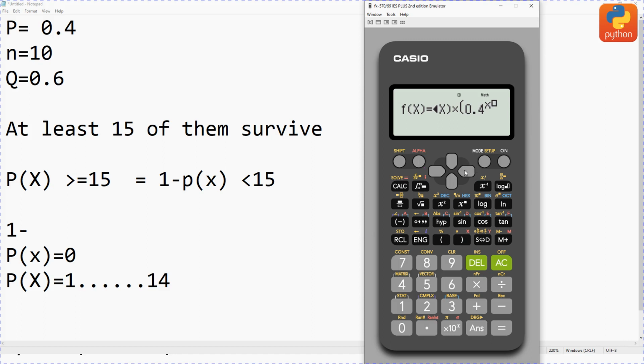Then I press this one here, of course just delete it. Okay, then I press this one here, then close like this. Okay, then times, open bracket, probability of failure is 0.6, then exponent. Okay, in the exponent here I open a bracket. Then I take n is 10, so it is 10 minus alpha.